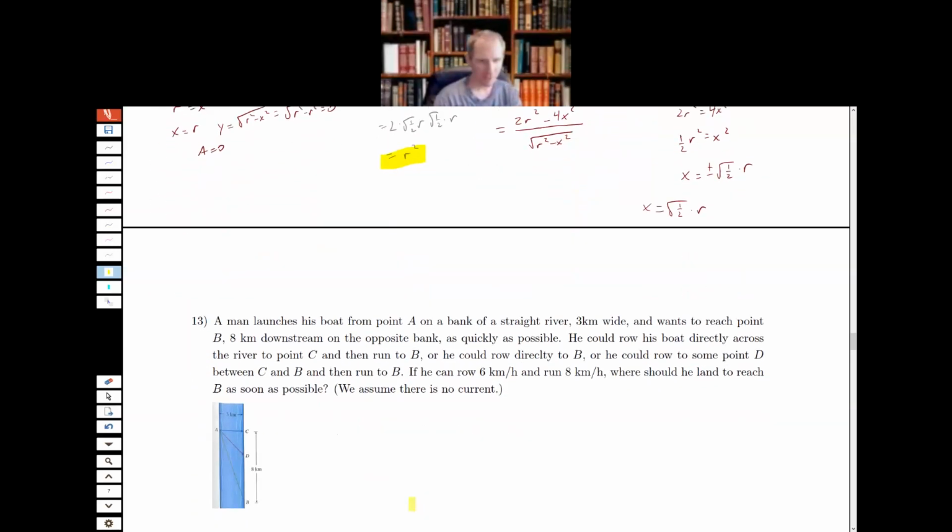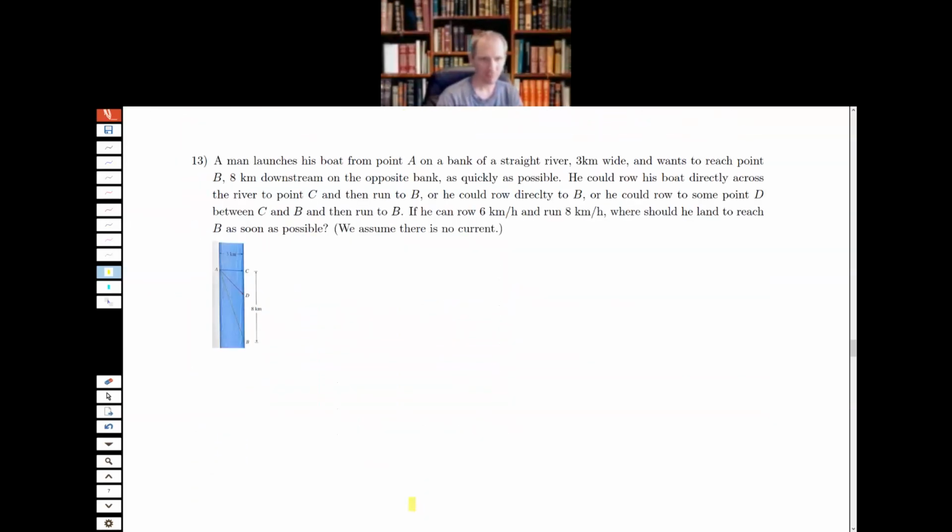All right, let's look at problem 13. A man launches his boat from point A, and we're given a diagram. So starting here, the bank of a straight river, the river is 3 kilometers wide. He wants to reach point B, and we're going to either row straight across to C and then walk down, row the whole way, or we could angle it and go from A to D and then walk from D to B.